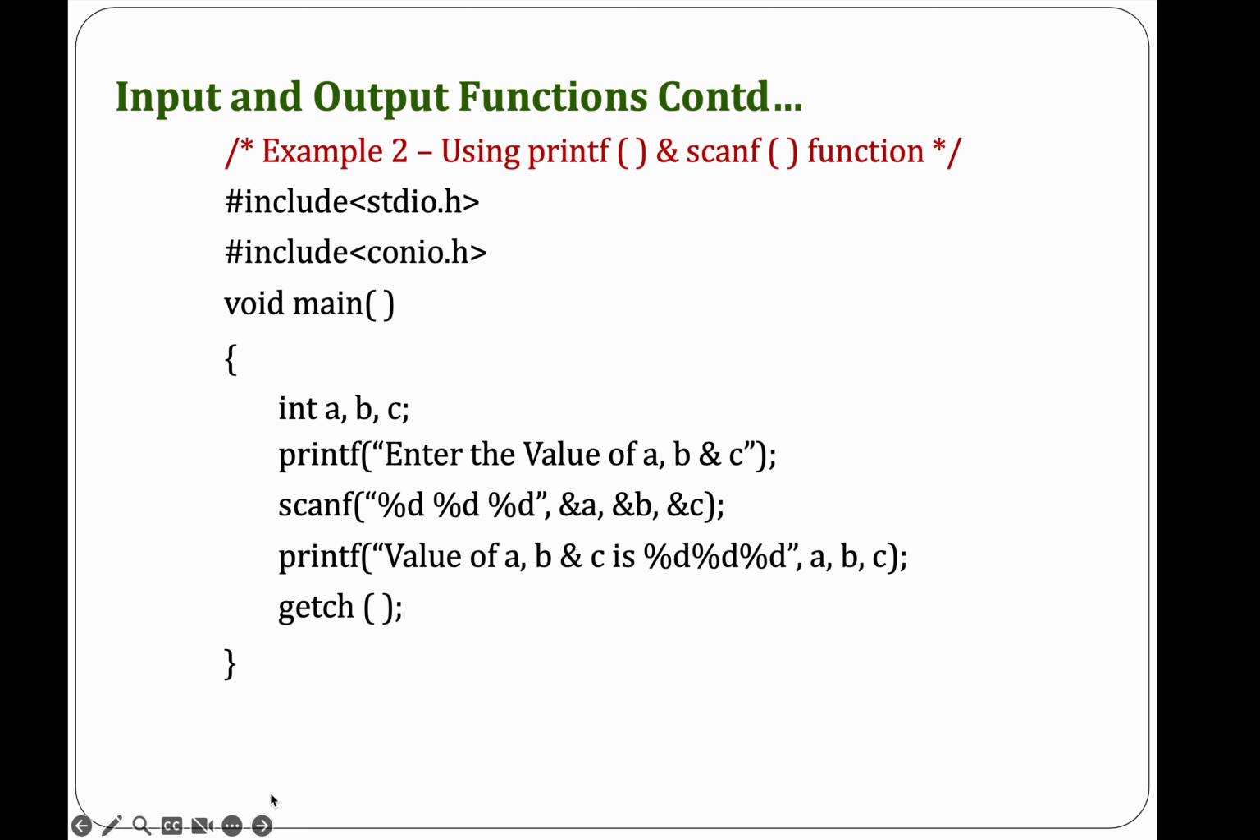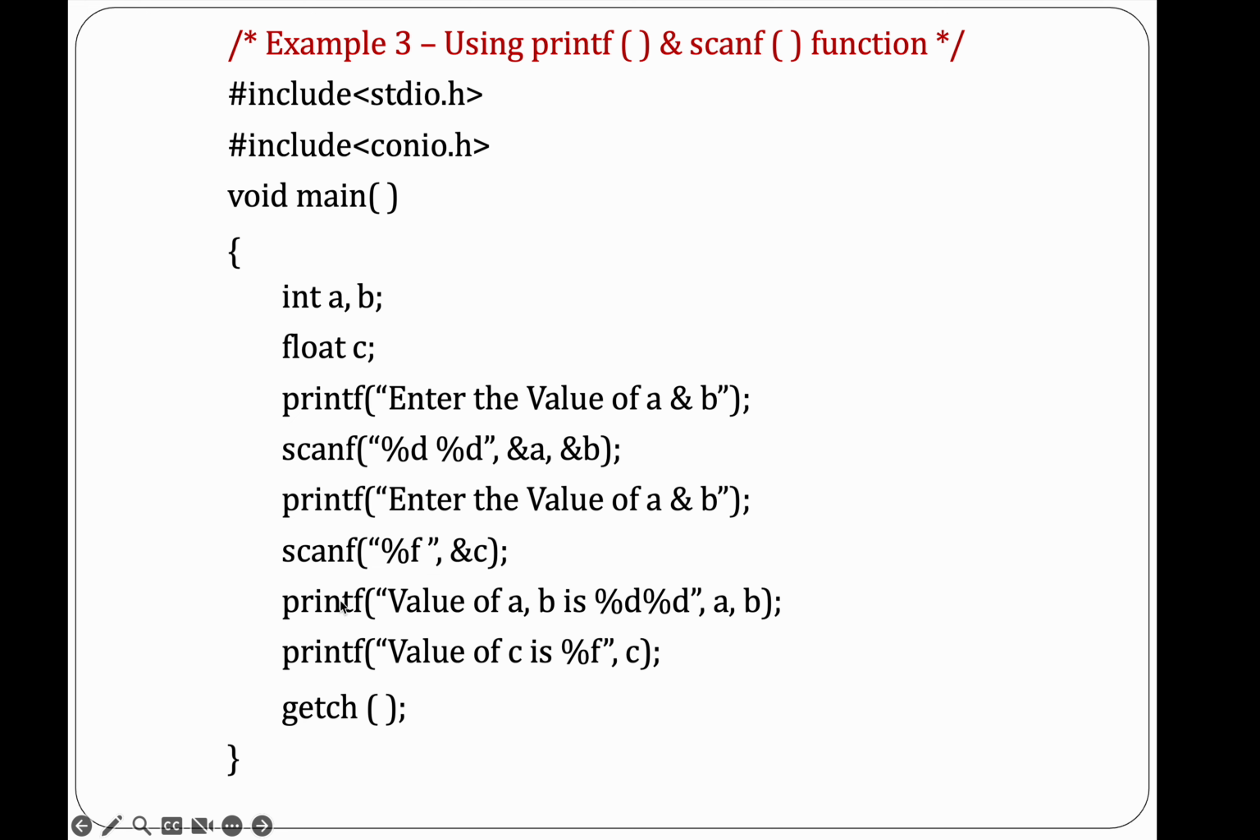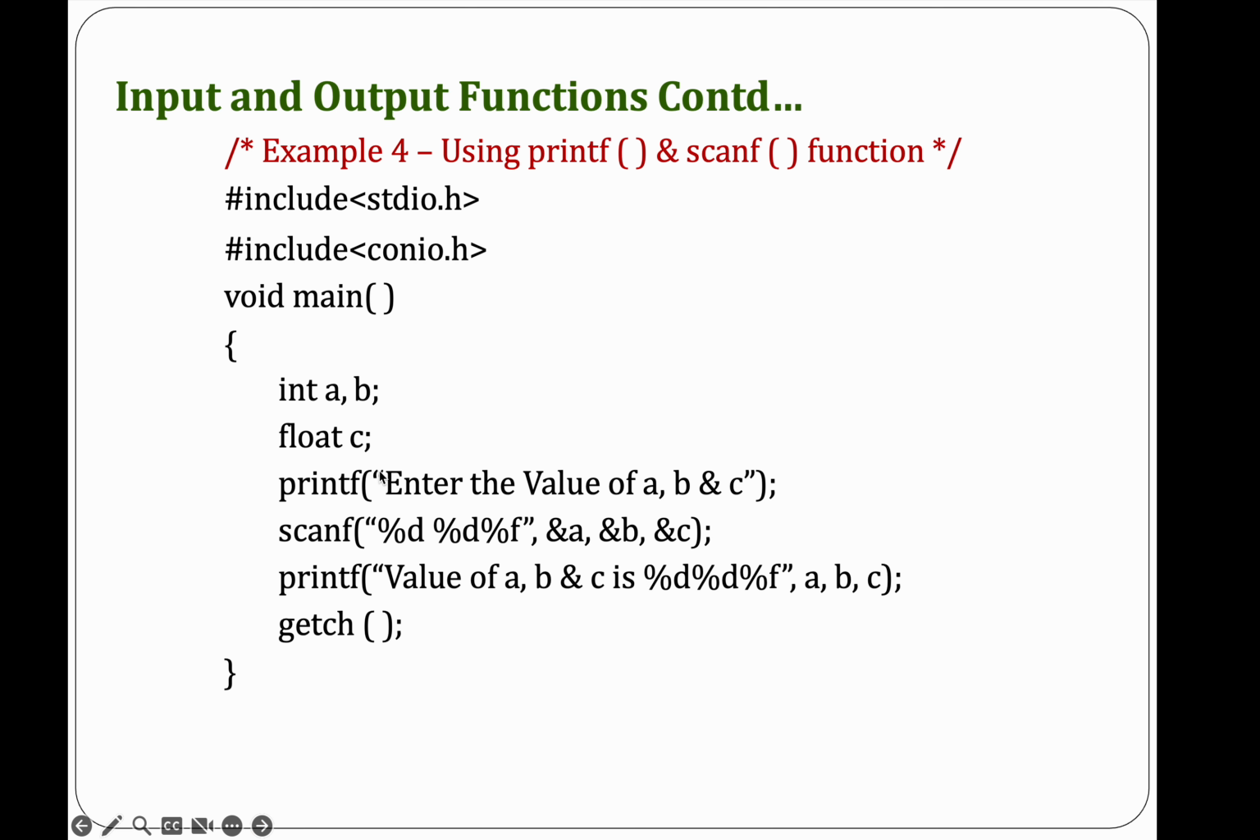Here all are having the same data type. But in this example, I am using two variables as integer and one variable as float. So they are mixed and matched. Either I can pass all the input through a single scanf statement and print all the values through a single printf statement, or else you can use multiple printf and multiple scanf statements. But the C program executes the code line by line. Okay. So this is another example.